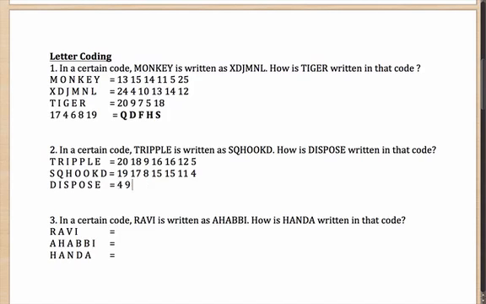And what is dispose? D is 4, I is 9, S is 19, P is 16, O is 15, S is 19 again. I'm sorry, made a mistake. S is 19 here. And E is 5. Guys, I'm prone to make these silly mistakes.